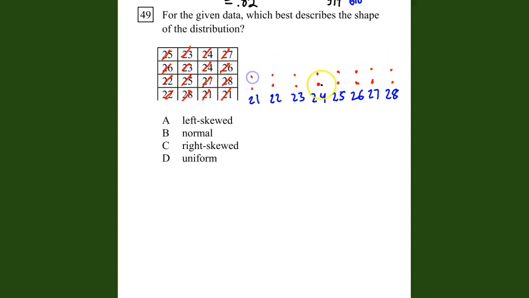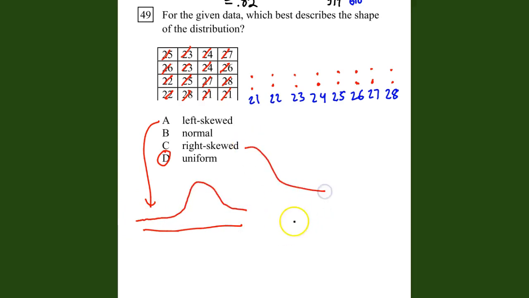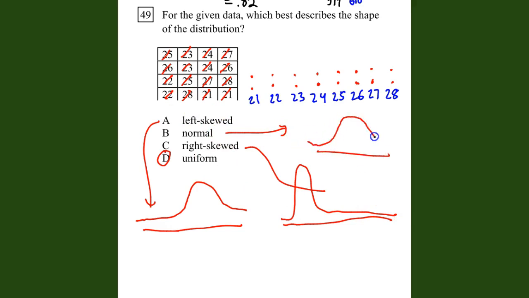So that is a very uniform distribution, meaning it's the same distribution throughout the whole dot plot here. Just a little reminder that left skewed looks like this. Right skew looks like this. And of course, normal is just this, where it's in the middle.